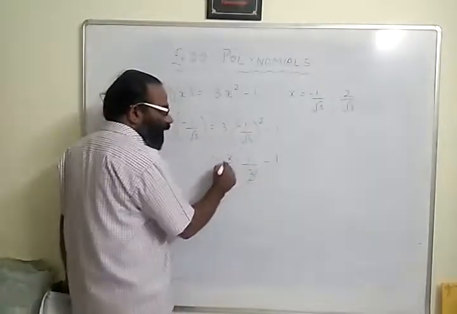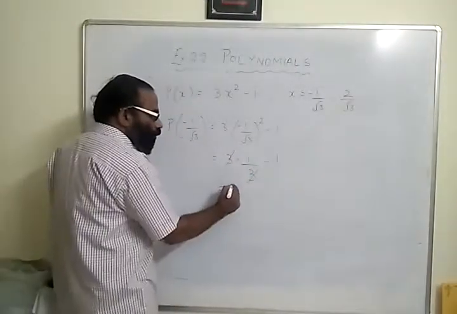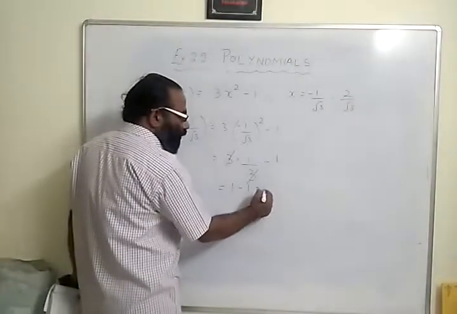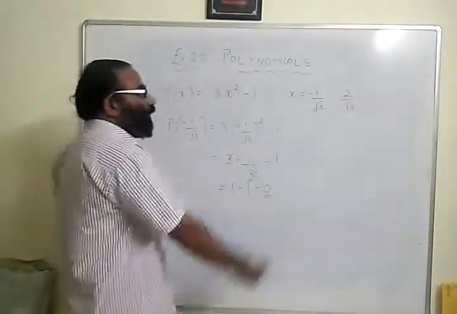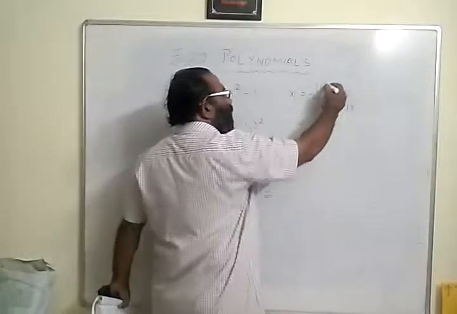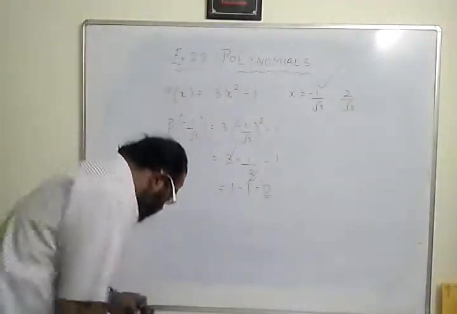So the 3 and the 3 cancel and I get 1 minus 1, which is equal to 0. Therefore x is equal to minus 1 by root 3, this is a zero of the polynomial.